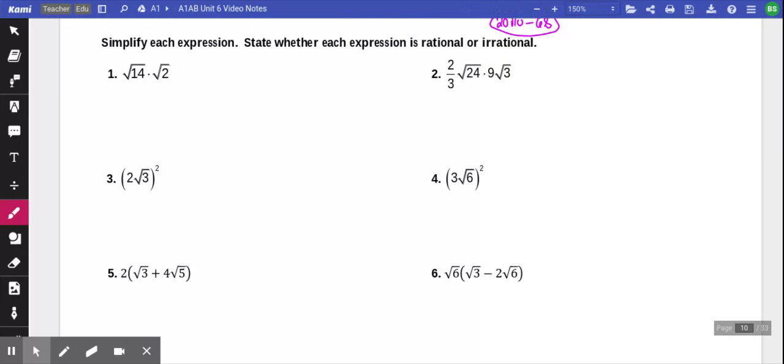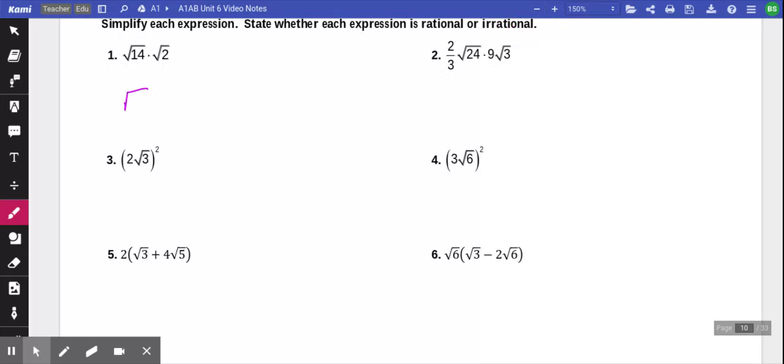So in 1 here, since we have no coefficients, no numbers outside of the radical, we just multiply what's underneath, and we get the square root of 28. We can simplify this. This can go to the square root of 4 times the square root of 7, which the square root of 4, hopefully by now, we know is 2. Square root of 7 would be completely simplified. Since we still have a radical, this would be irrational.